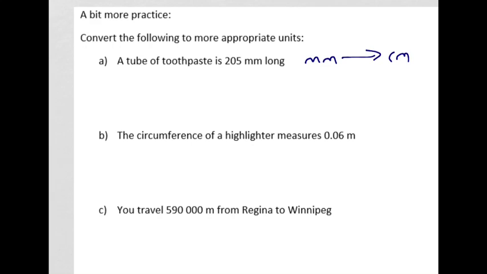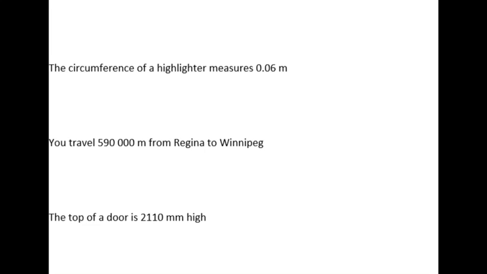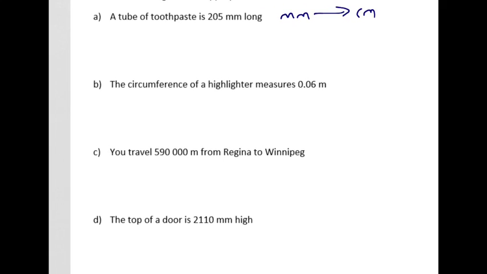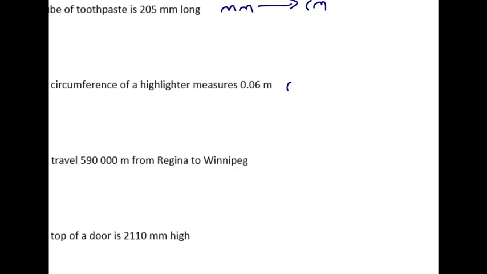So I'll let you do that on your own. The circumference of a highlighter is 0.06 meters. Oof. What would be better there? Centimeters? Millimeters? We'll go centimeters, because I'll get you to do a two-step at the very end. So convert that one into centimeters.